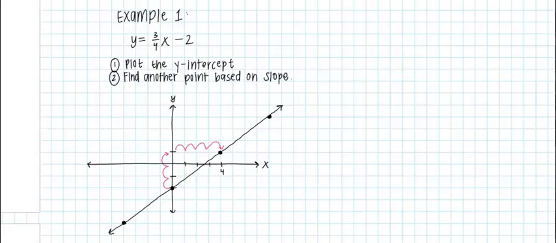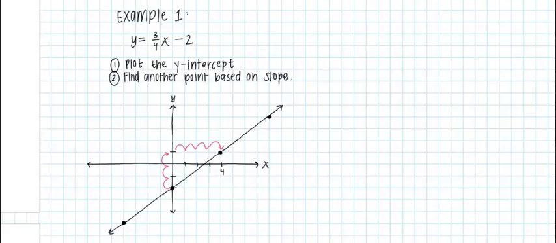If it's positive, you're going to go up and right. If it's negative, you're going to go down and right. Either way, you can check your answer by thinking about how a positive slope has to make a line that's increasing or going up. 2 points is enough to draw a line, but if you wanted, you can repeat that slope again. Up 3, right 4. And you could keep making more and more points that are all on this same straight line.